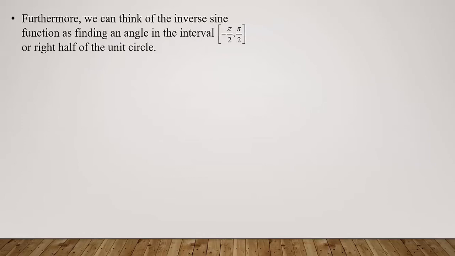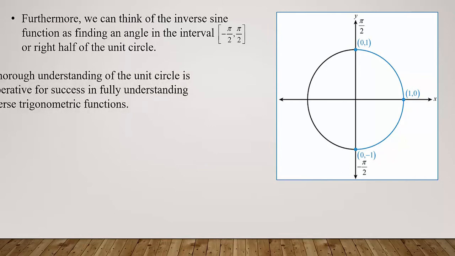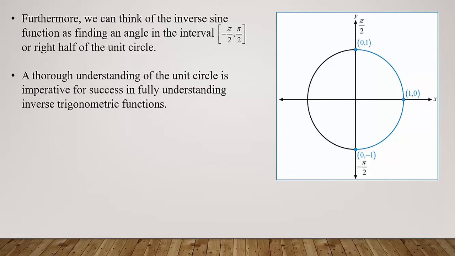Furthermore, we can think of the inverse sine function as its job is finding an angle in the interval -π/2 to π/2. Well, the interval -π/2 to π/2 is the right half of the unit circle. So it's the part of the unit circle that is highlighted in blue in this figure. Which brings us back to the fact that a thorough understanding of the unit circle is imperative for success in fully understanding not just trigonometry, but inverse trig functions.